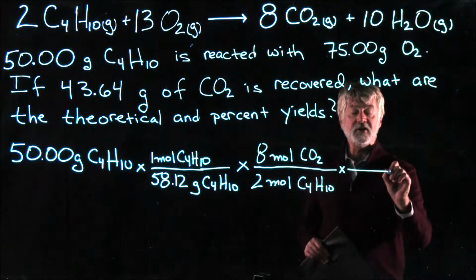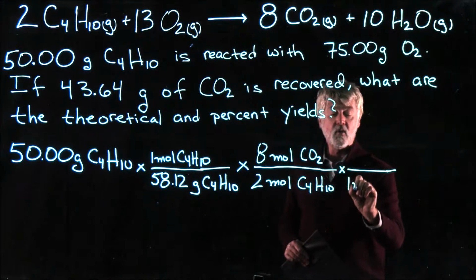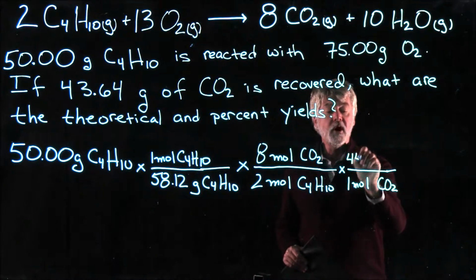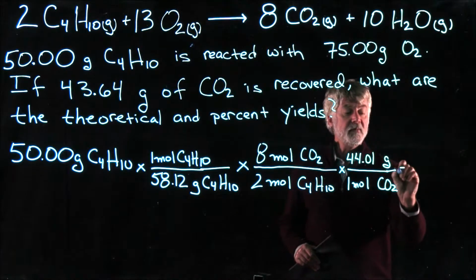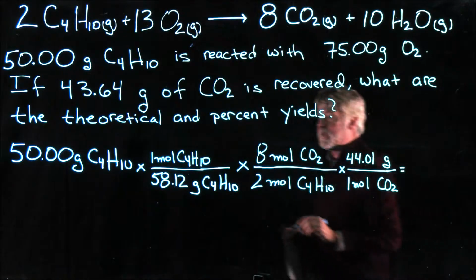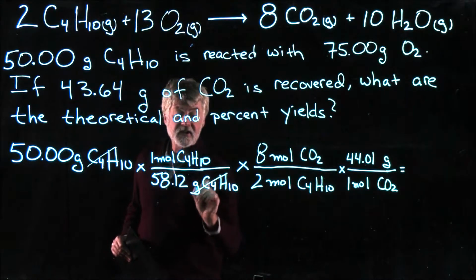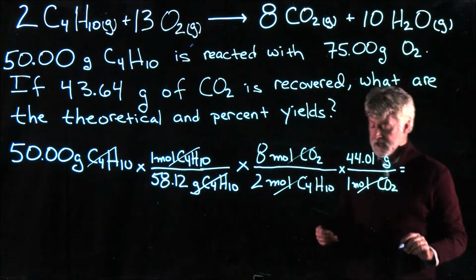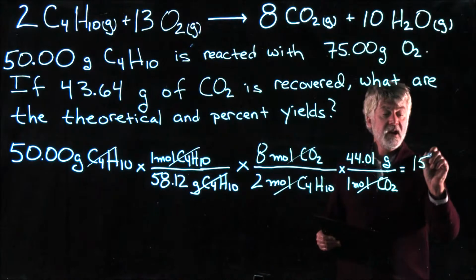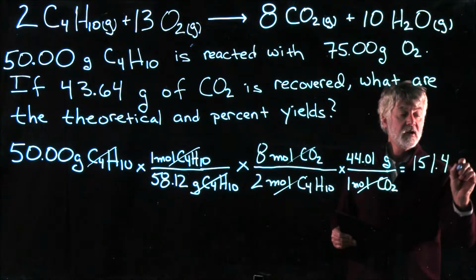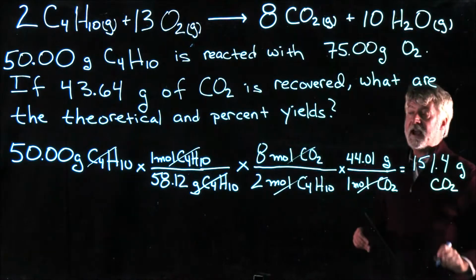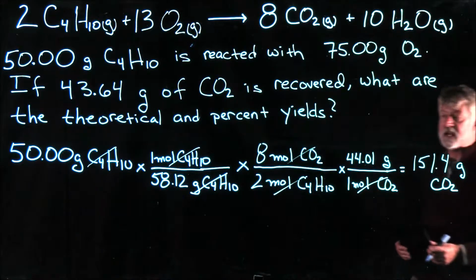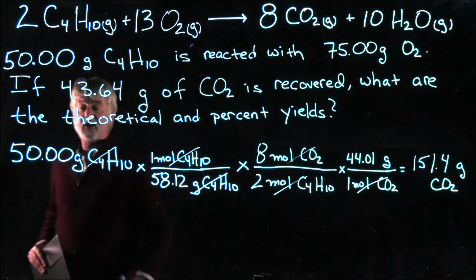And now our final step, we're going to come back out to grams. So 1 mole of CO2 weighs 44.01 grams. If we do the math and look at canceling units, all of those units go away except for the grams, and we would be left with 151.4 grams of CO2. So that would be the yield of CO2 if all 50 grams of butane reacted. Let's do the same for oxygen.